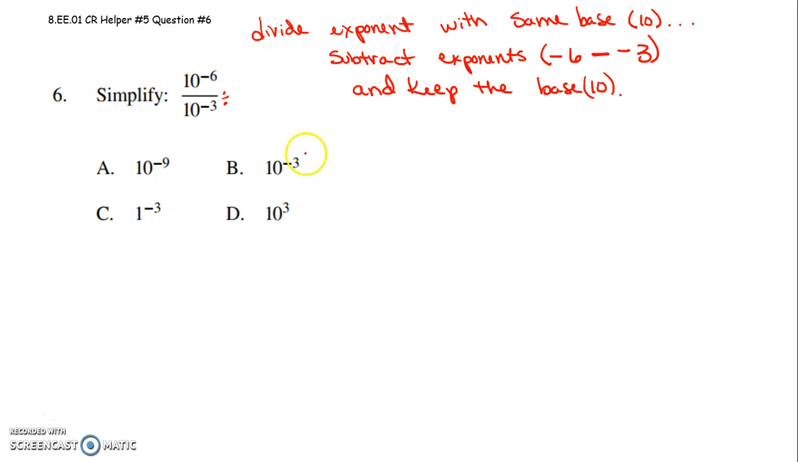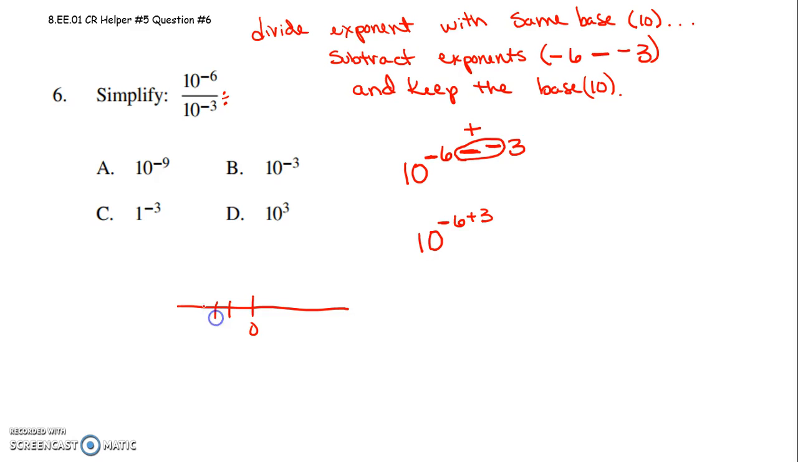All right, so when I'm dividing, I have to keep my base of 10 and I have to subtract my exponents. So whatever is in the numerator, that exponent, you have to write that down. Then you're going to subtract, and then you have to put in the exponent from the denominator. So it's negative 6 minus a negative 3. What does minus a negative become? Minus a negative becomes a plus. So this is 10 to the negative 6 plus 3.